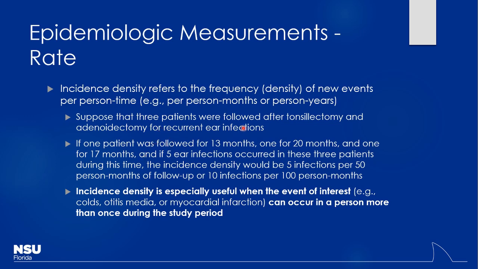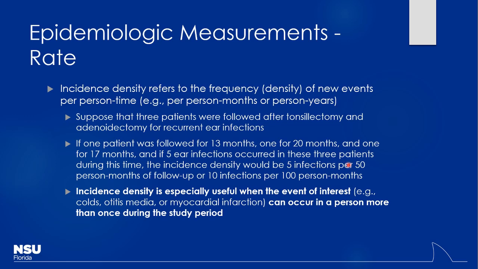50, right? So you can say 5 cases per 50 person months. If you follow one person for 50 months, assuming they acted like these individuals, they would have 5 recurrent ear infections. If I followed 5 patients for 10 months apiece, each one of them would have 1 infection, right? So that's another way we can express this, okay?